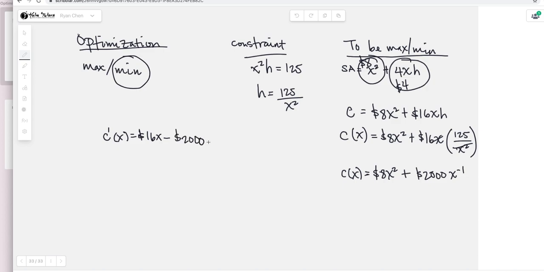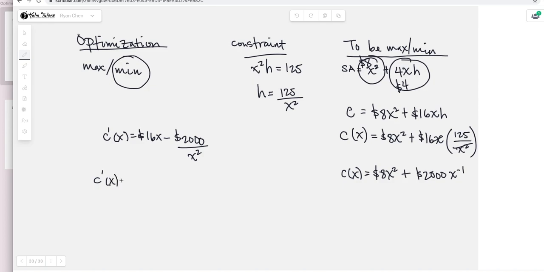Negative 2,000 x to the negative 2, which is like negative 2,000 over x squared. And since we're going to set this equal to 0, because that's how we maximize and minimize, we don't want negative exponents. That's why I chose to stick it in the denominator. So now we need c prime of x to equal 0.